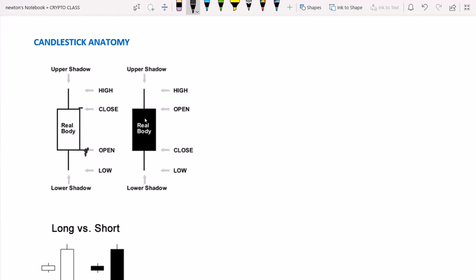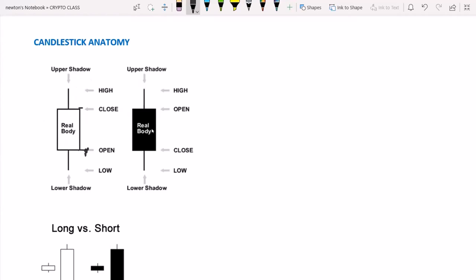You see green and red. Okay, let's just use green and red. Whatever color you want to use, just ensure that you're able to differentiate between the bullish candle and the bearish candle. So this is what a candlestick looks like. In this case, this is the bullish candle and this is the bearish candle.